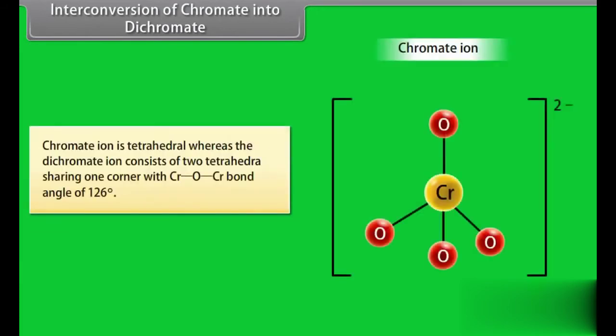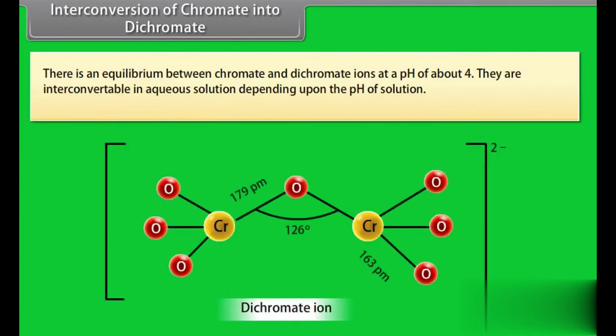CrO(O2)2. Interconversion of chromate into dichromate. The chromate ion is tetrahedral, whereas the dichromate ion consists of two tetrahedra sharing one corner with a chromium-oxygen-chromium bond angle of 126 degrees. There is an equilibrium between chromate and dichromate ions at a pH of about 4.